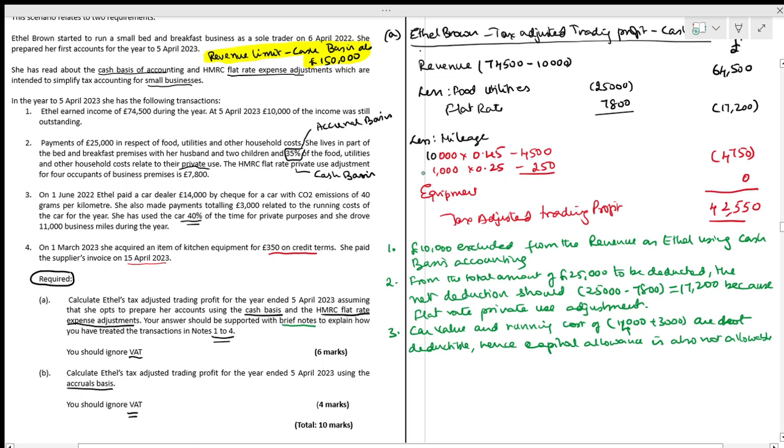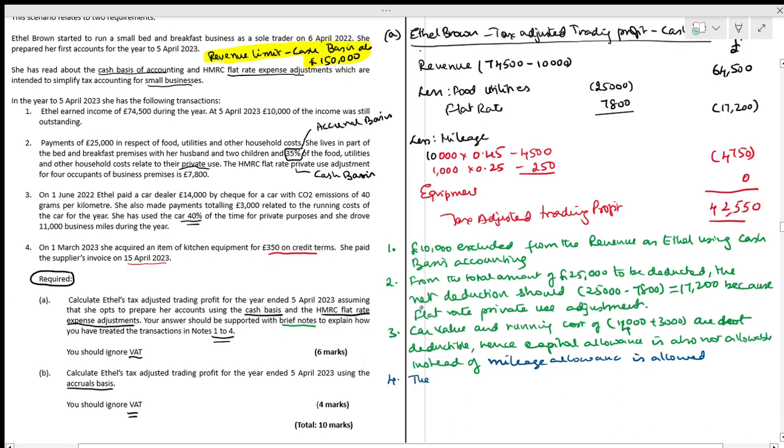Then what we are doing? Instead of mileage allowance, instead of is allowed. Fine. Point number 4.